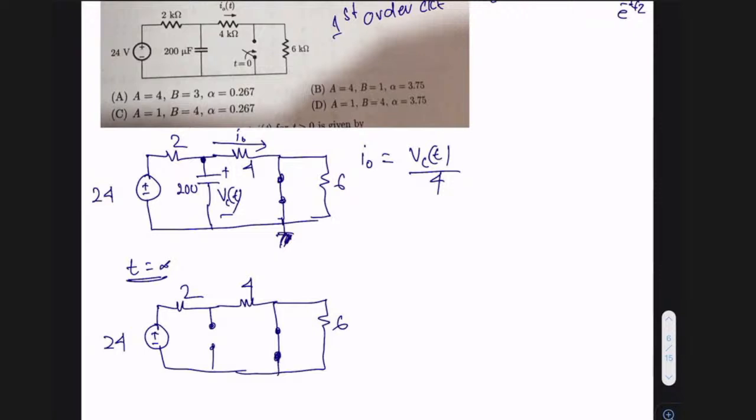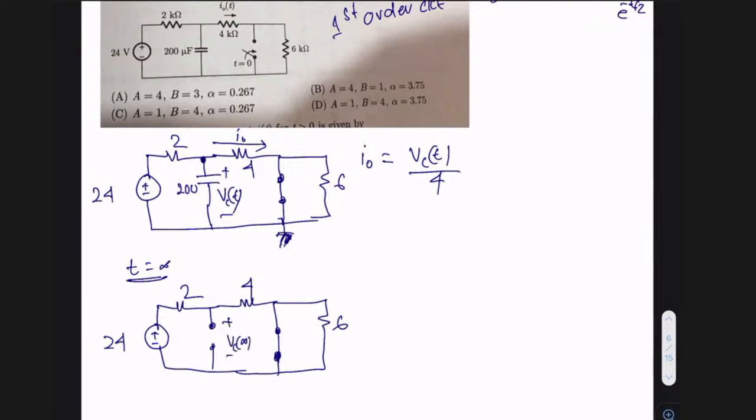How do you know the switch is closed? By observing the directions. If you see this direction, the switch is getting closed at t equal to 0. So that means definitely it is in the closed state only. So this is the voltage, which is your VC of infinite.